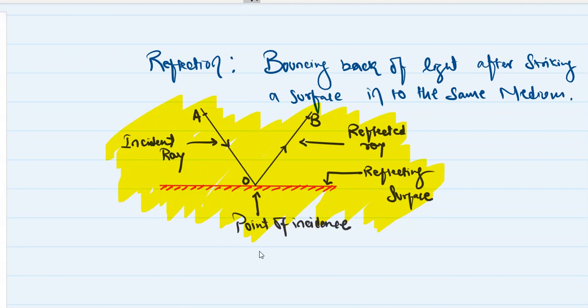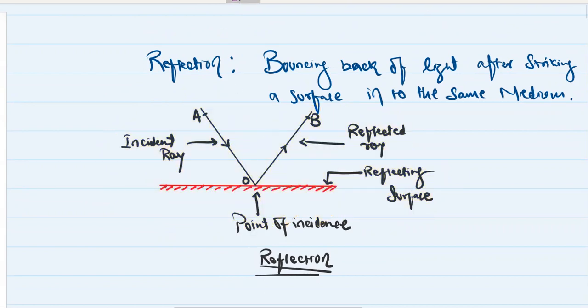Why I'm telling you this is because in order to understand refraction, you must have a clear idea about reflection first, and then we can go to refraction. So what is reflection? Reflection is bouncing back of light after striking a surface into the same medium. Now I want to point out one more important thing related to the phenomena of reflection, and that is a little technical. We have studied it last year, but just for the clarity of the concept of refraction, just note this one.